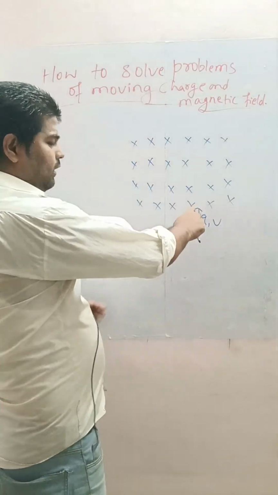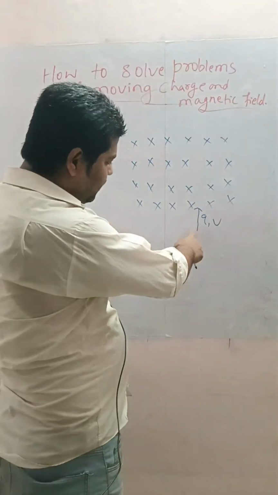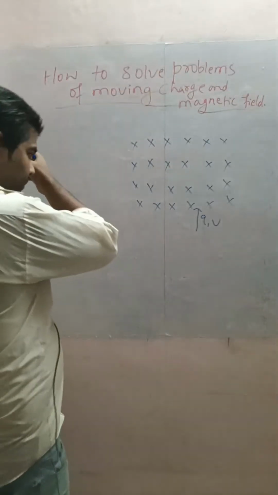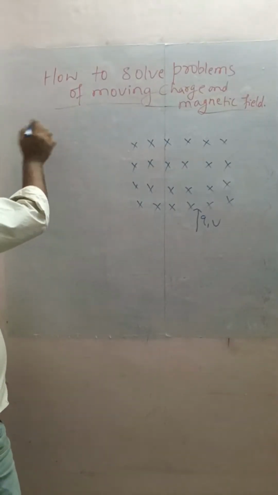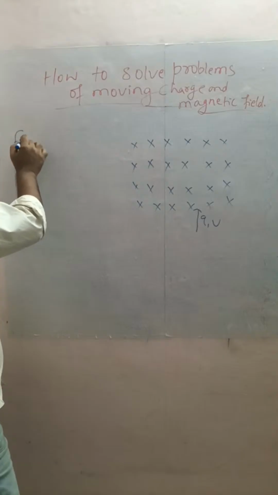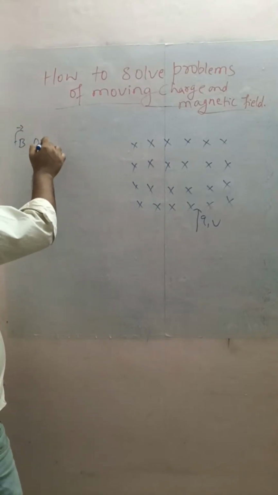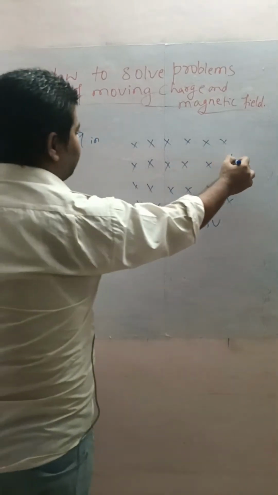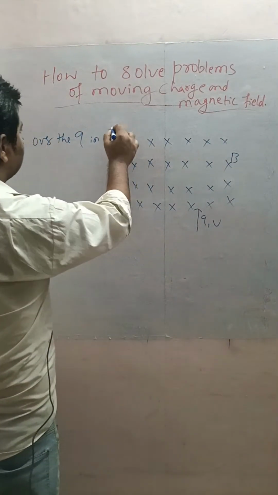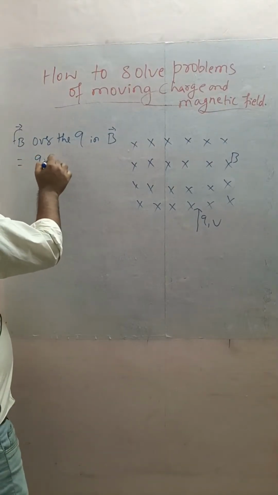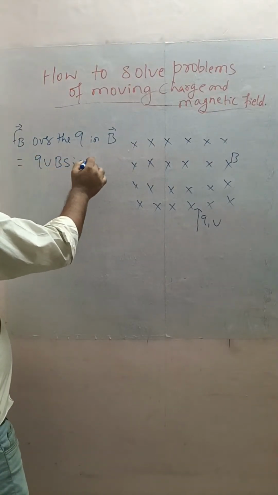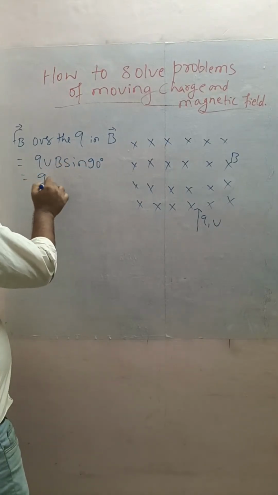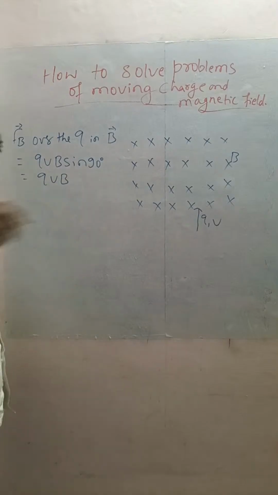As it enters the magnetic field, it will feel some force due to the magnetic field. That is the magnetic force. See here. Magnetic force on the charge Q in the magnetic field B is equal to QVB sine phi, because the angle is 90 degrees this time. And QVB this. Understood?